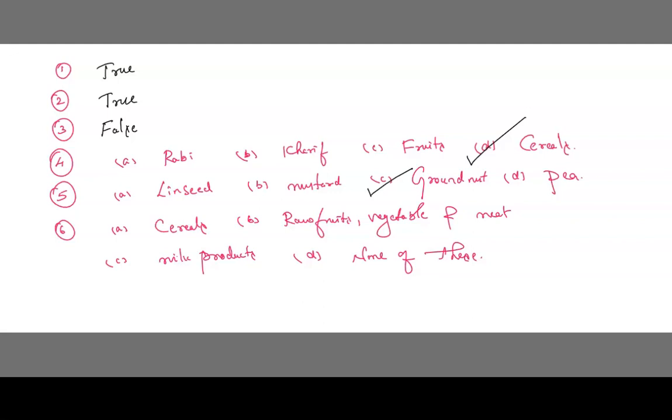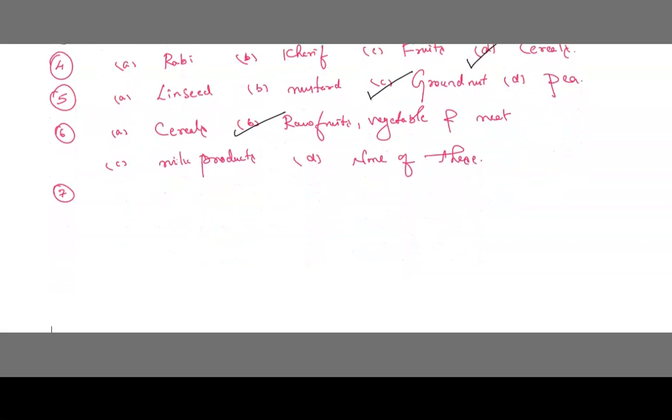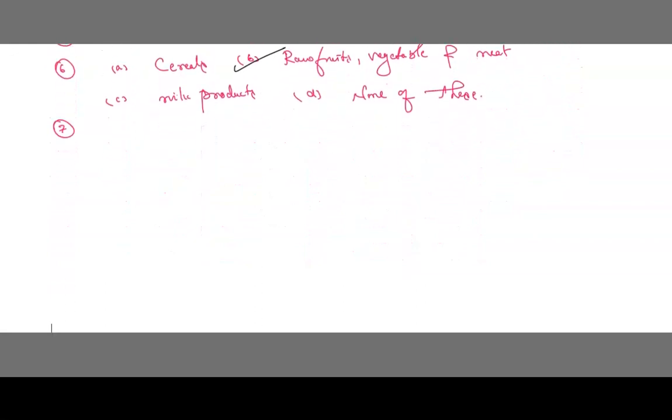Guess what may be the answer? Very good, children. I hope most of you are telling the correct answer. What is the answer? Tell me the answer first. Good. Option B, raw fruits, vegetables and meat. Okay, I hope you all are enjoying answering these questions. Very good, children.